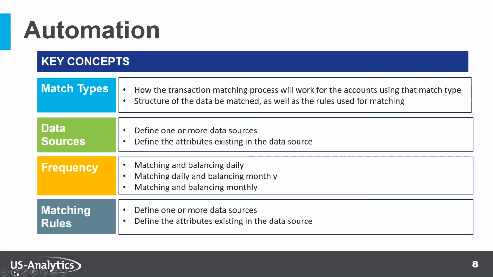And for your rules, you can define one or more data sources, define attributes existing within the data source or other attributes as well. And again, with your rules, you can say if everything balances out and there are no transactions, you can mark off the reconciliation as submitted and reviewed. If there are transactions, let's match them based on this rule set.